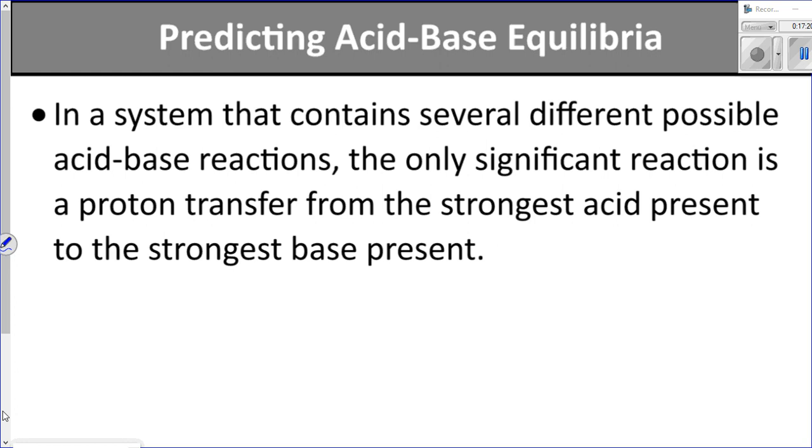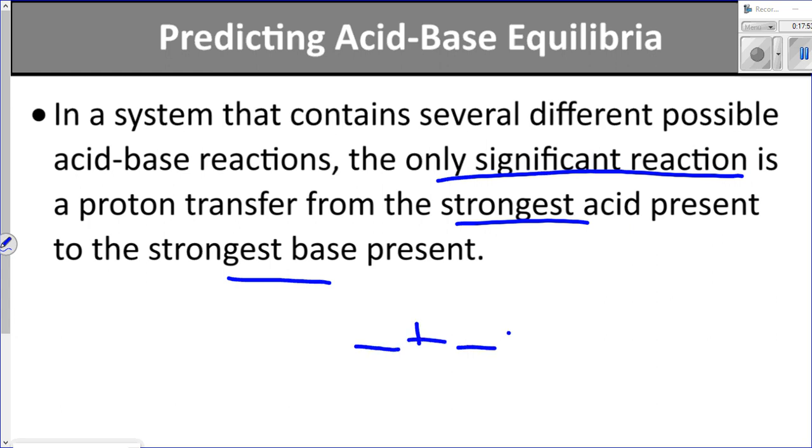So in a system that has lots of different possible acid-base reactions happening, we know that, seeing things at equilibrium, there are lots of forward and reverse reactions happening. When I add entities into a reaction, the only significant reaction, the one that we will focus on, is the proton transfer from the strongest acid and the strongest base. So we have to decide, for everything that's being put into a solution, what is the entity that's the strongest acid? What is the entity that's the strongest base? Those two things we will write reacting with each other.